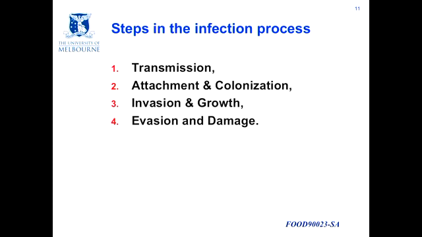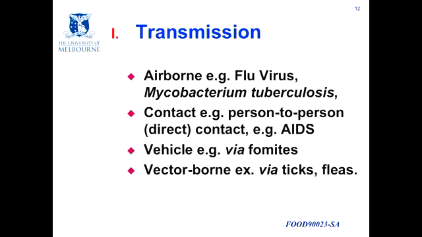Now, how is a pathogen transferred into the targeted host, no matter if it is a human or animal? There are 4 stages: transmission, attachment and colonization, invasion and growth, and evasion and damage. So what do you mean by transmission and how are those pathogens transmitted?